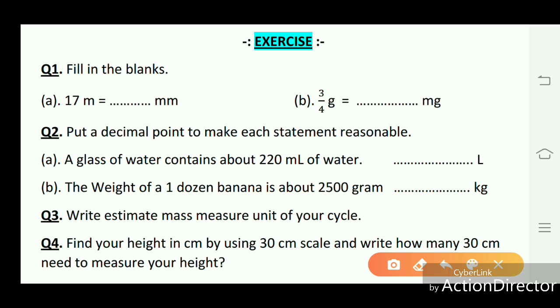Like question number 4 is your activity based question. Here find your height in centimeter by using 30 centimeter scale and write how many 30 centimeter need to measure your height. In the example we use 15 centimeter scale, but here we use 30 centimeter scale to find your height.